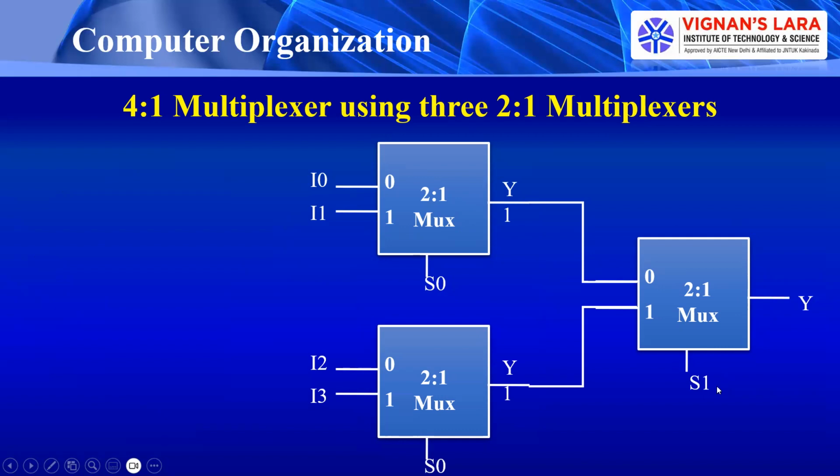If S1 is equal to 1, it selects I2 and I3. That means the output of the second multiplexer is selected. So I2 reaches the output like this, or I3 reaches the output like this. So like this, I can implement higher order multiplexers by using lower order multiplexers. This type of structure is called a MUX tree structure.